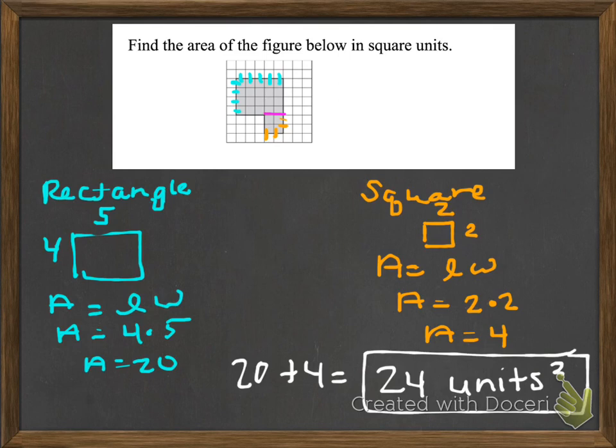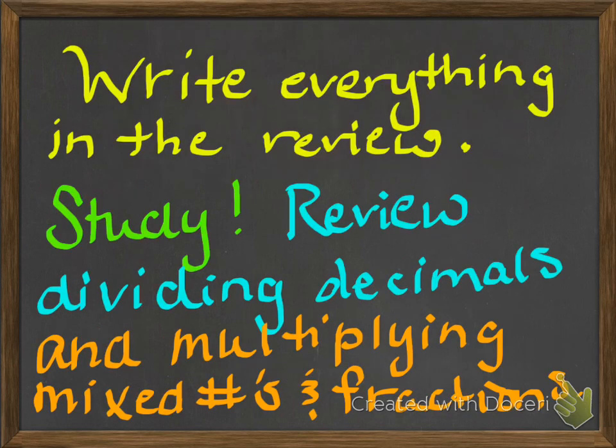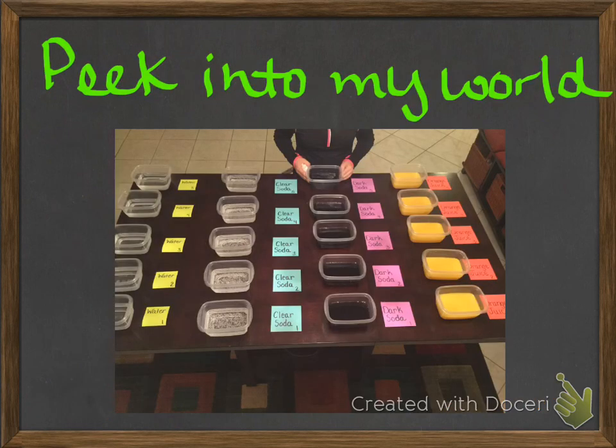All right, so we finished this question. Now let's go ahead and go on to the next one. Right here, I have written, don't forget, you're going to write everything in the review. The review will be collected. You want to make sure you study, and then study some more. Review dividing decimals and multiplying mixed numbers and fractions. That will definitely help you.